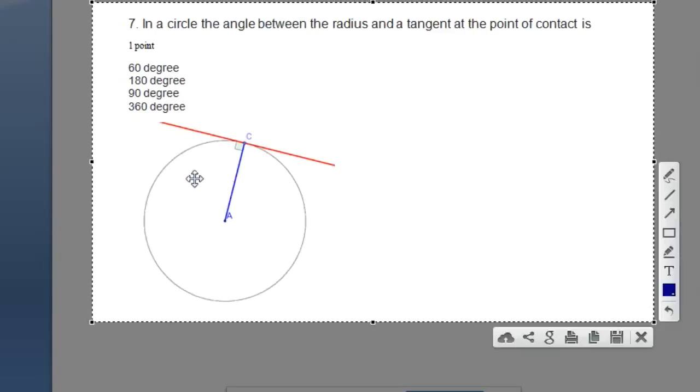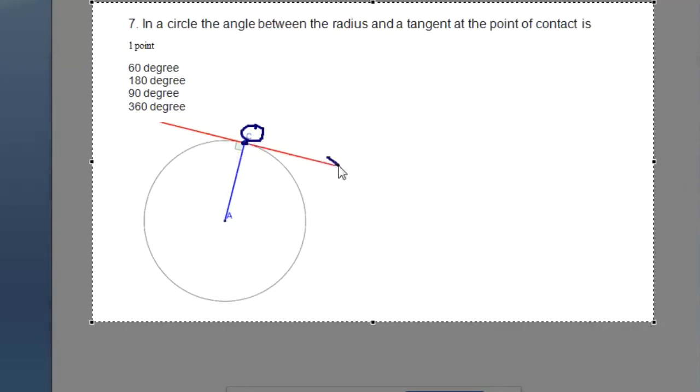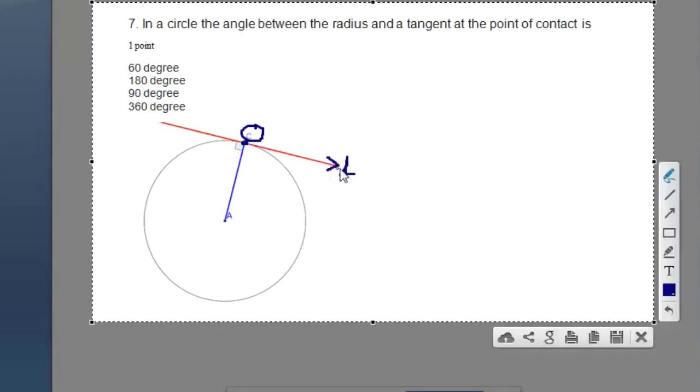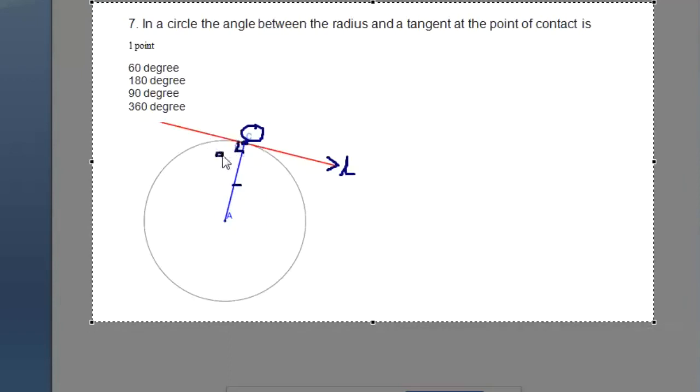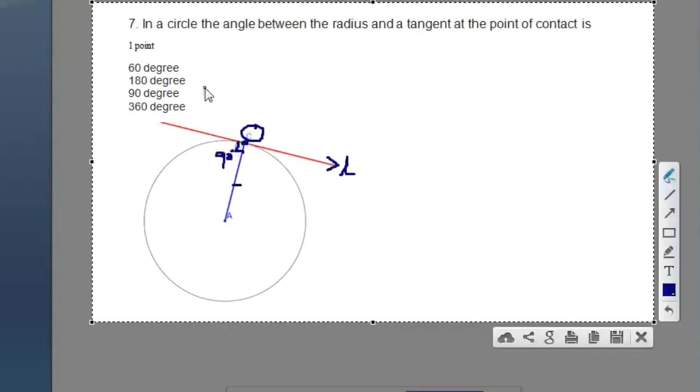We all know the point of contact of radius and the tangent. C is the point of contact. Here this red line is tangent and blue line AC is radius. The radius and tangent at the point of contact are always perpendicular to each other. Perpendicular means 90 degrees. So 90 degrees is the correct option for this question.